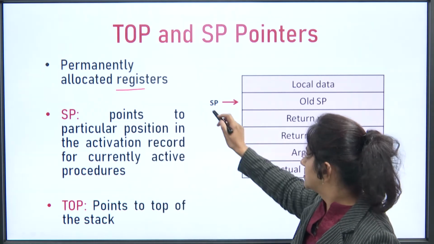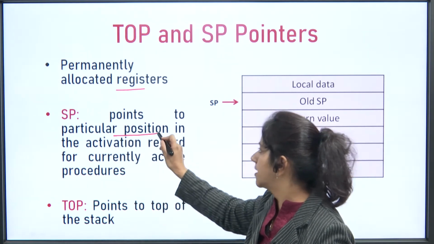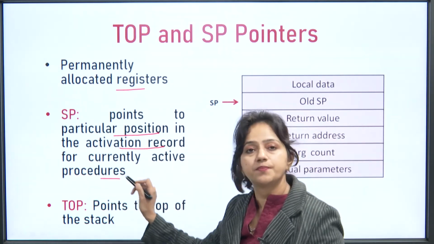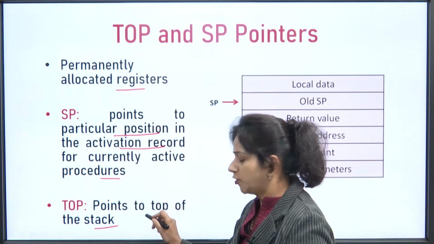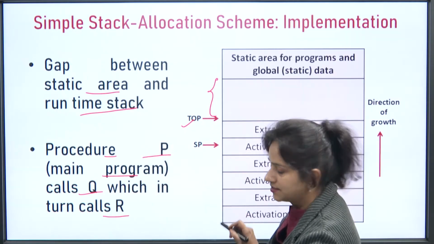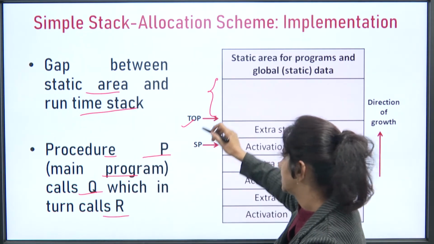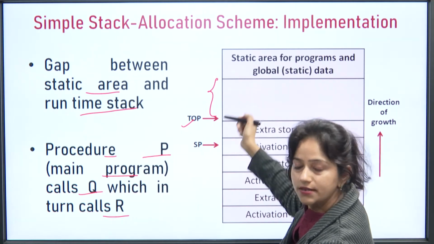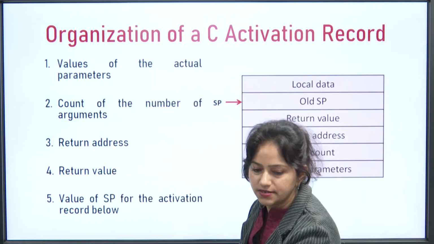They are actually permanently allocated registers. Now, the stack pointer, that is written over here, points to a particular position in the activation record for the currently active procedure. And what is the top pointer? It points to the top of the stack, like in this case. If it is calling the next procedure, then the top pointer can be decreased and the next records can be kept over here. So, this is the top pointer and stack pointer.